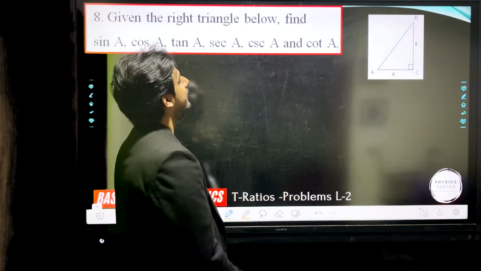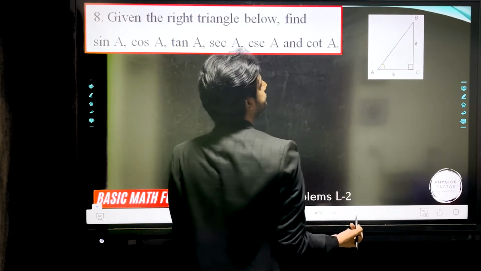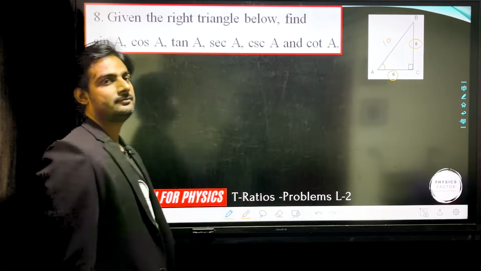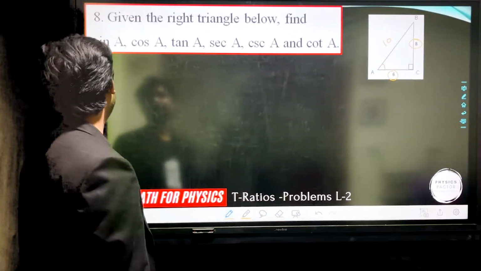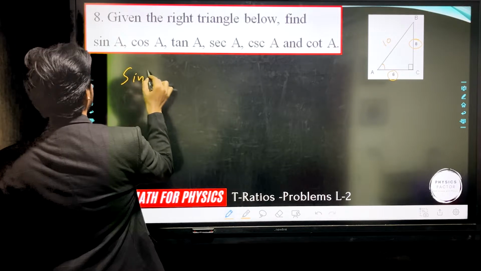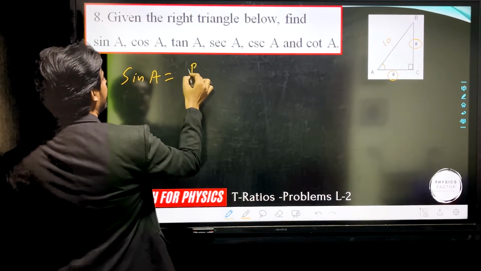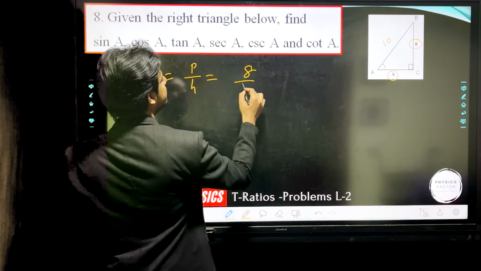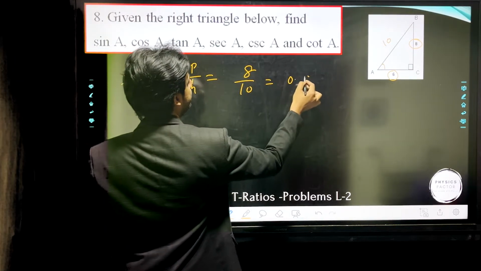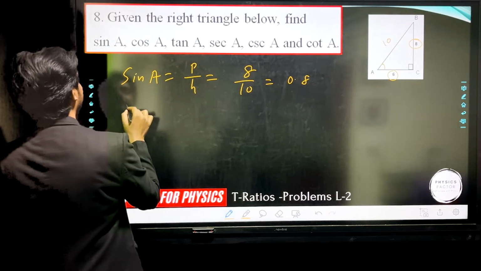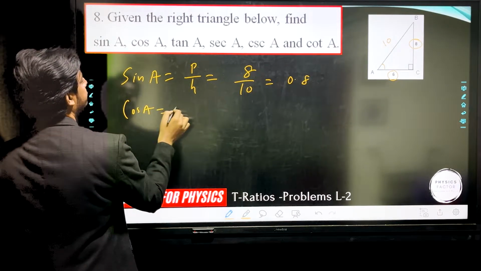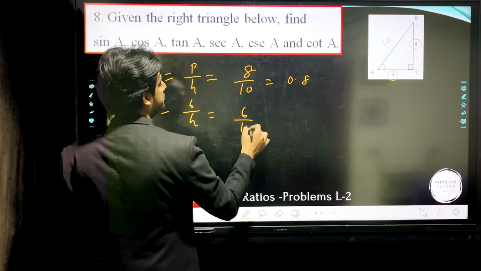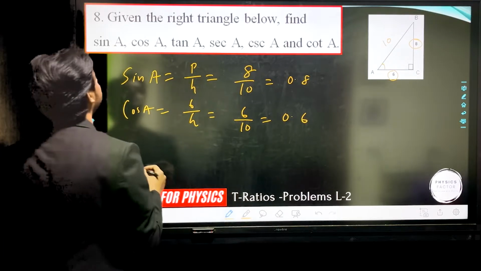Okay. Angle A, this is called angle A. And this is 6, this is 8, so this will be 10. Pythagoras theorem. And then we have to find the value of sin A. So let's calculate sin A. Perpendicular upon hypotenuse, right? Opposite upon hypotenuse, so 8 upon 10. So 0.8 or 4 by 5. Cos A, base upon hypotenuse, adjacent upon hypotenuse, so 6 upon 10. So 0.6.